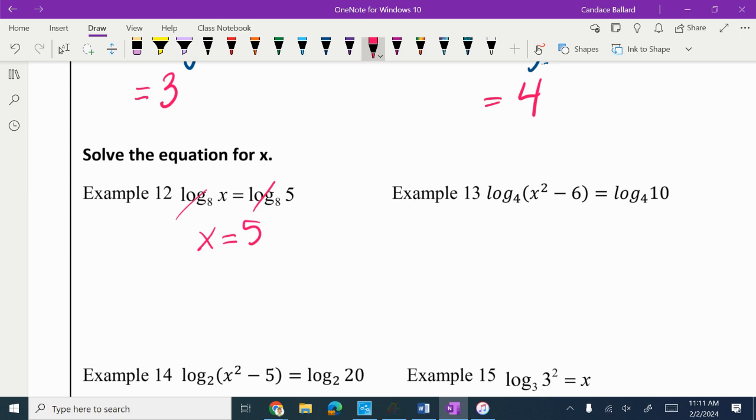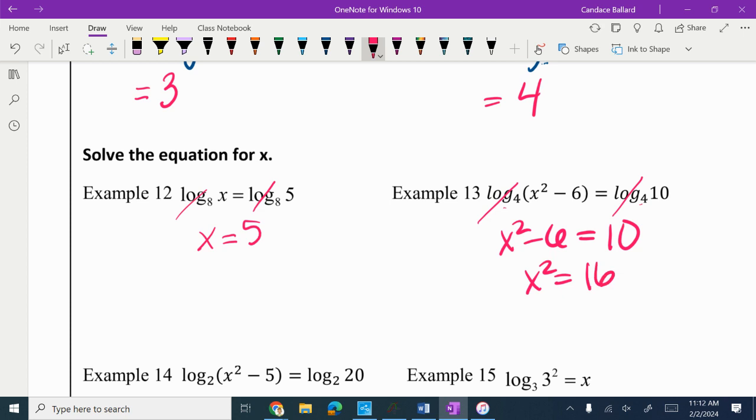All right, look at example 13. Here comes our little quadratic thing. Do we have a single log on each side with the bases the same? Yes. So basically we say they cancel, but that's only the terminology we use in Mrs. Ballard's class. So we're going to say x squared minus 6 equals 10, because example 12 was way too easy. I have to solve that. What am I going to do next? Add 6. So x squared equals, when I add 6 to 10, what do I get? 16.